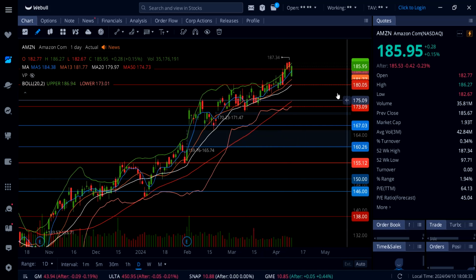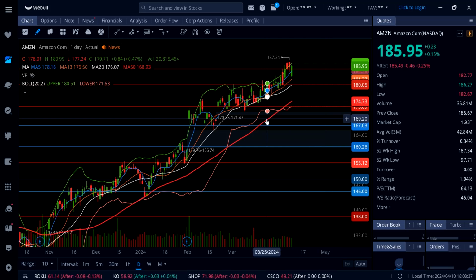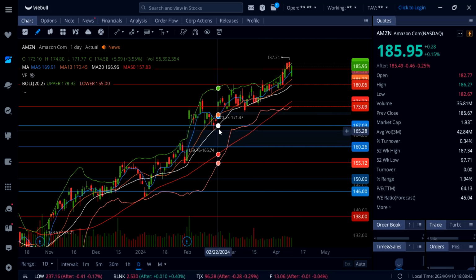Once we get under 180, then watch out. There is going to be more downside all the way down to 175, the rising 50-day moving average, and then 173, down to this gap, 170.23.